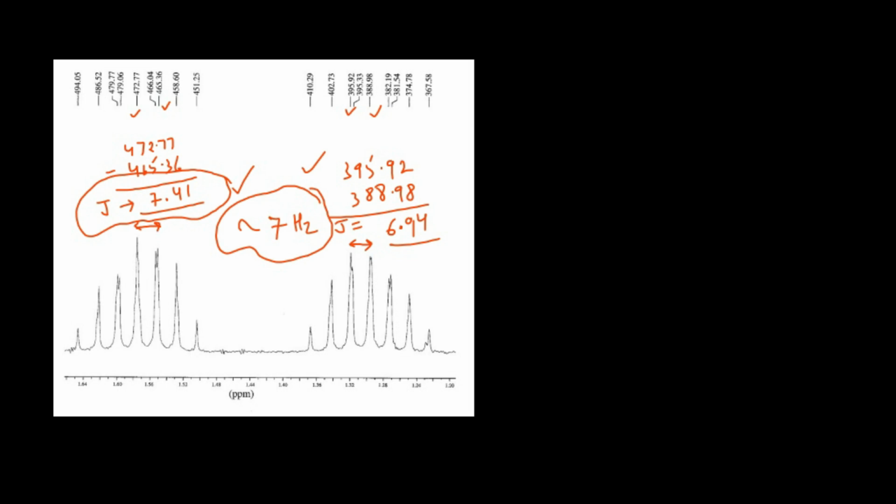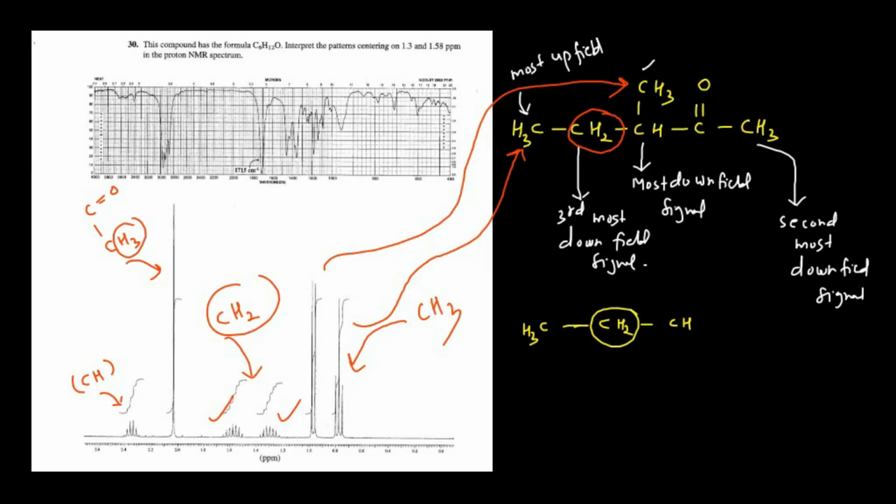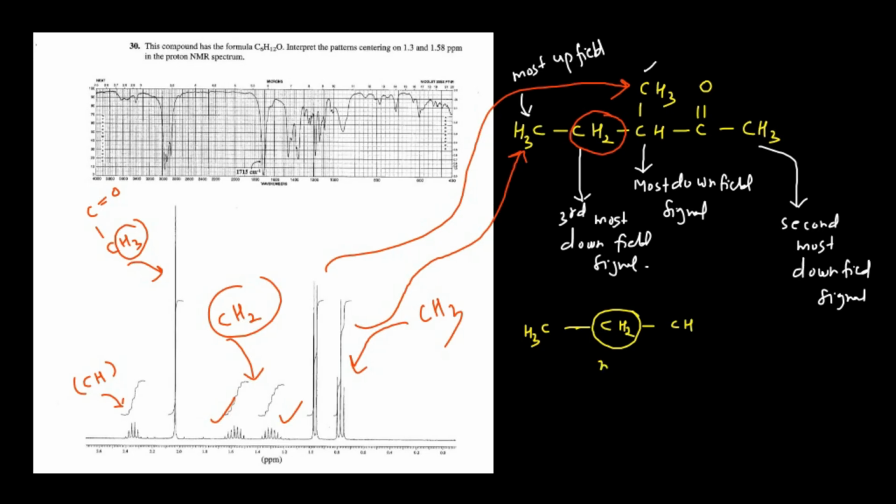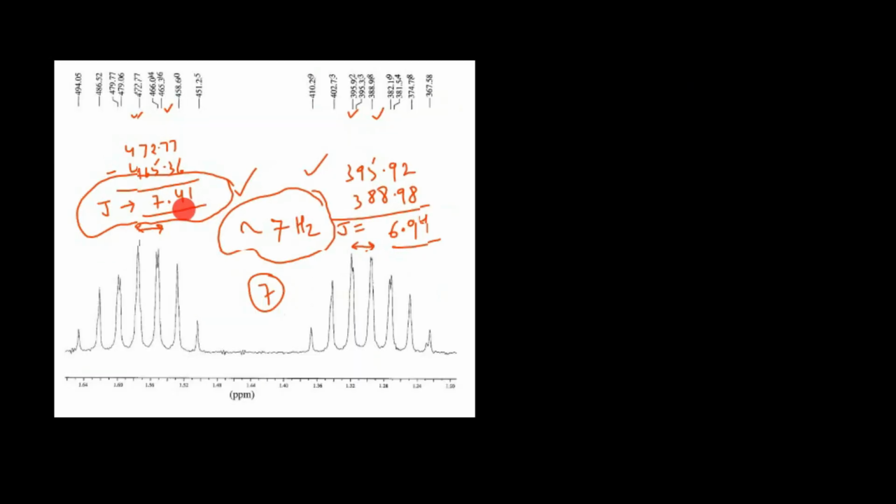If these two values are exactly 7 hertz, then definitely you will get the quintet. Say for example, this coupling constant and this coupling constant have the identical value, so you will get a quintet. How a quintet? 3 hydrogens are here, 1 hydrogen is here, so 3 plus 1, that is 4. If you apply the n plus 1 rule, 4 plus 1 will give you 5, and this will be your quintet. But this is possible only when these two coupling constants are exactly the same or identical. They are not identical, but they are somewhat similar.